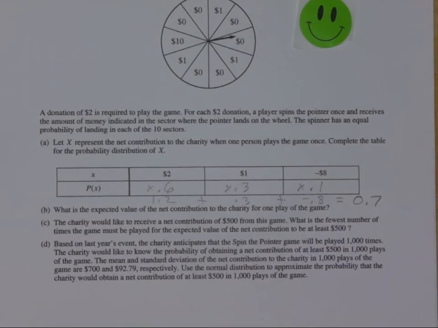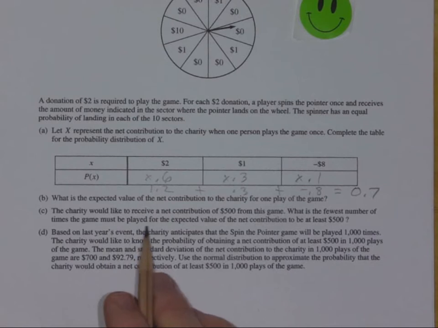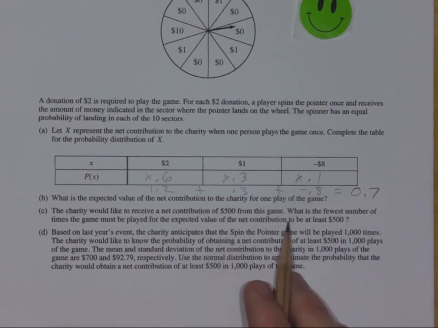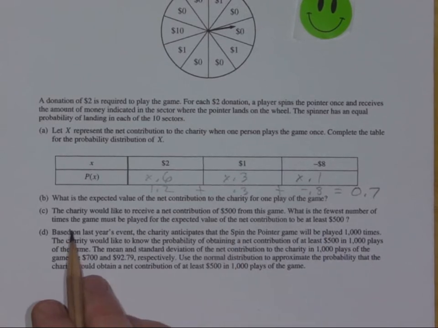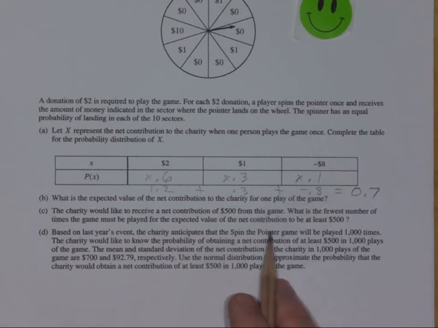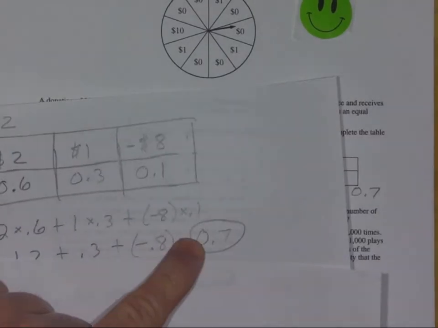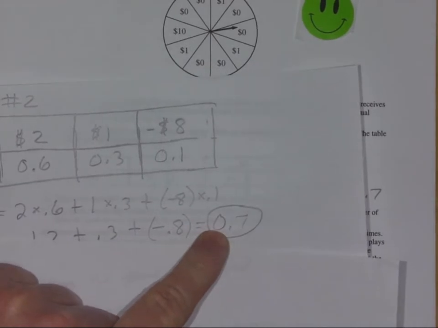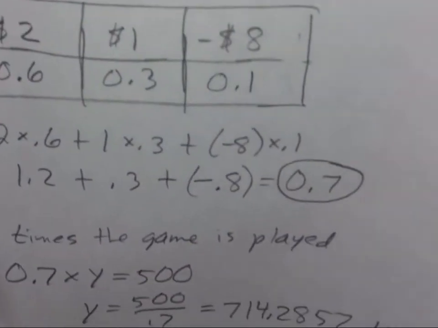All right, and so then Part C, it says the charity would like to receive a net income of $500. What is the fewest number of times the game must be played for the expected value of $500? So in other words, we're expecting 70 cents per play. So how many plays do we need to get to 500 on average?